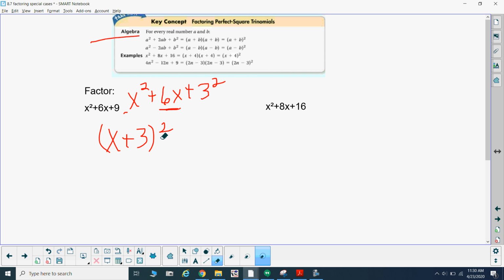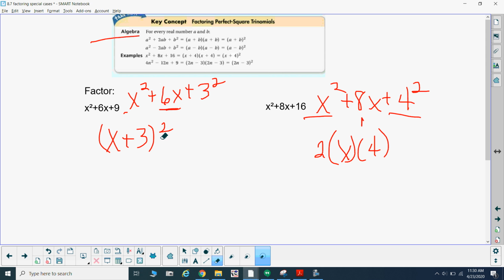Now if I look at this one, this is really x squared plus 8x plus 4 squared. Is this middle term made up of the square root of the first, which is x, times 2 times the square root of the last, which is 4? And 2 times x times 4 is 8x, so that is true. So I know it's going to factor into the square root of the first term, plus, because these are both plus, the square root of the last term, and then squared.